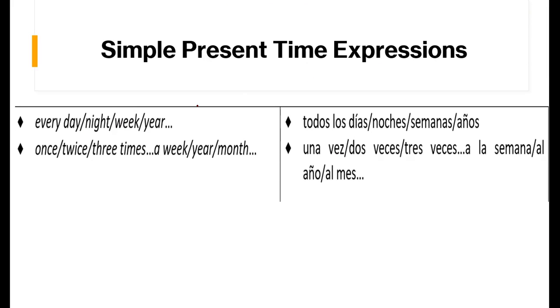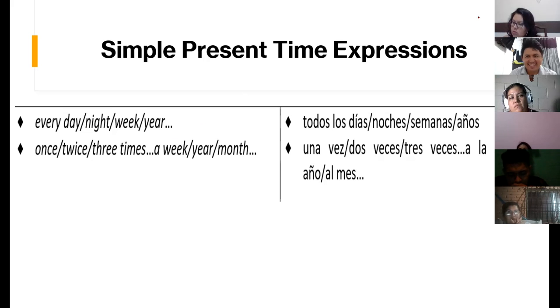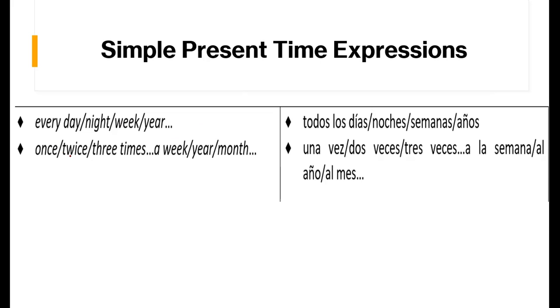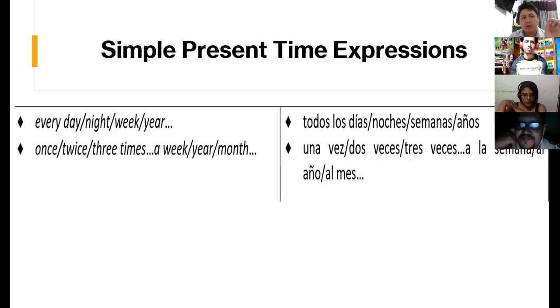Next one. Simple present time expressions. Every day, every night, every week, every year, every month. Y como la canción, ¿verdad? Everybody. Nice. Okay, once or one time a week. Usted puede decir fácilmente one time a week or once a week. Lo correcto es decir once a week. Two times a week or twice a week. Okay, three times a week, ahí sí no puede decir de otra forma, right?